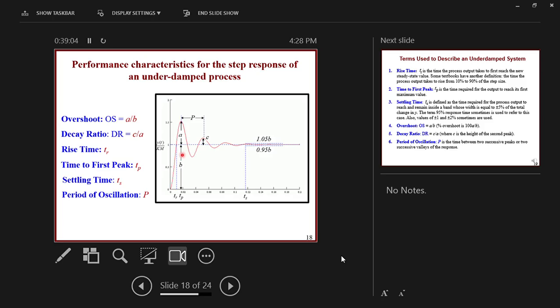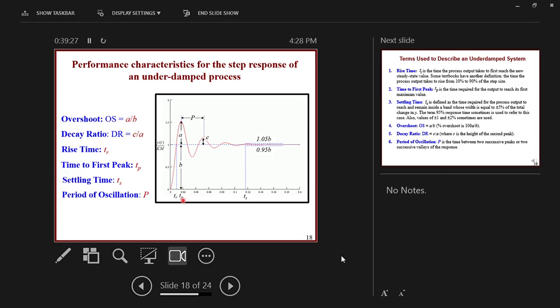The rise time, the TR, is the time needed for this curve to reach the first steady state value. So when it crosses the steady state value, we calculate the TR. The time to first peak, this is the first peak, and the time to the first peak, this time down, TP, can be also calculated.